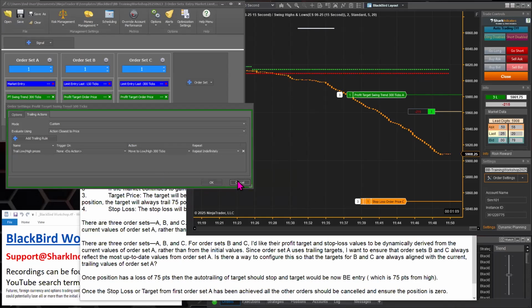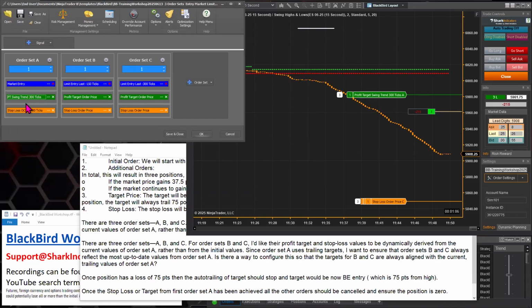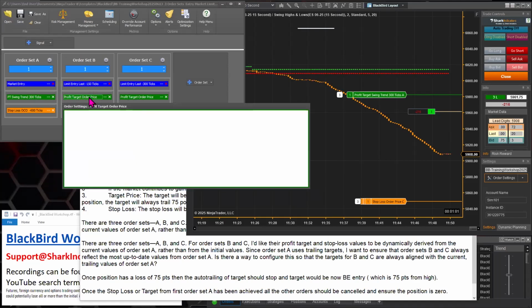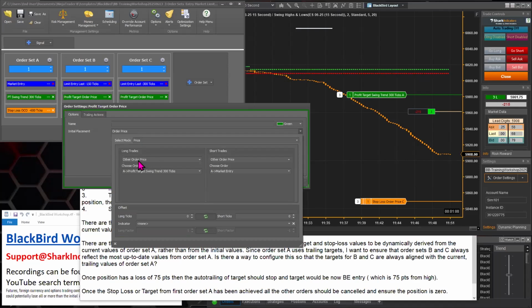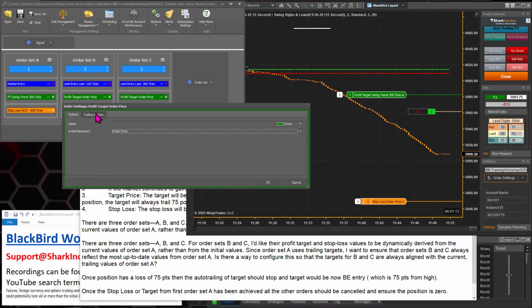All right, so that's our initial profit target. And then the scale-in profit targets, for the initial placement, we are using that other order price and we're matching the profit target for A there. And obviously the trailing rolls, as I mentioned before, are all exactly the same for all three profit targets there.